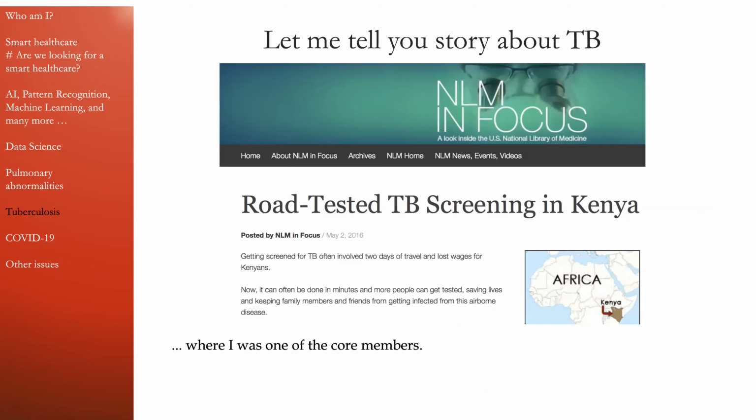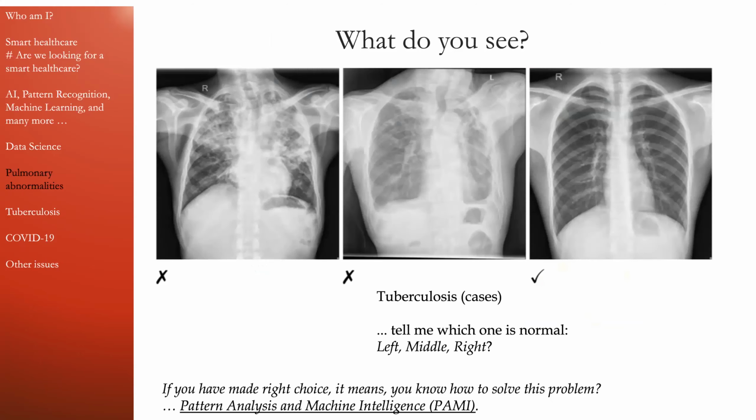So for us computer scientists, we don't care about who is who. We care about what is basically different from what is normal, right? What is different from normal? That's what we care about.